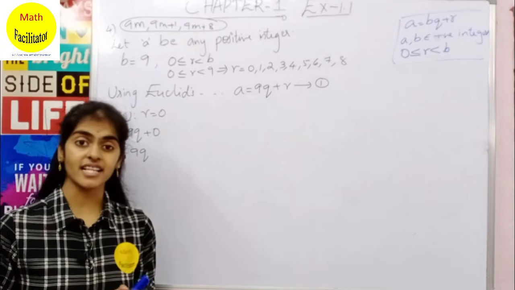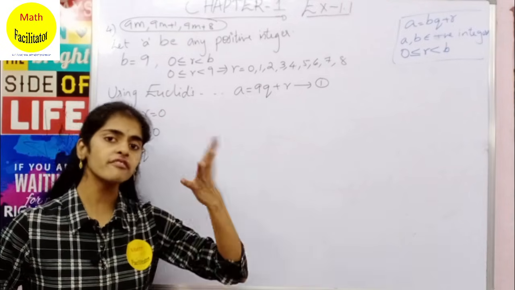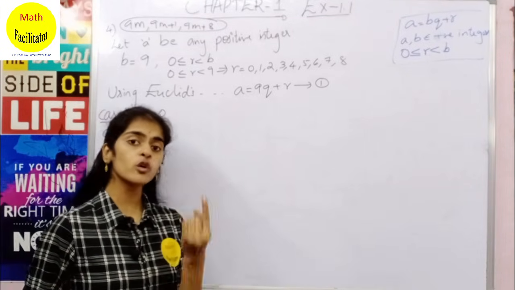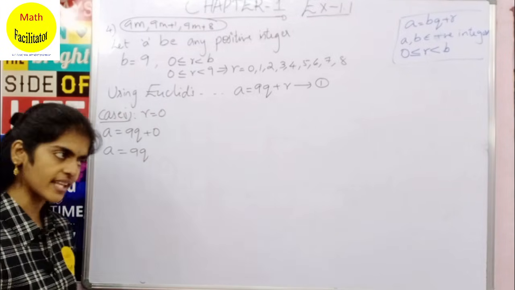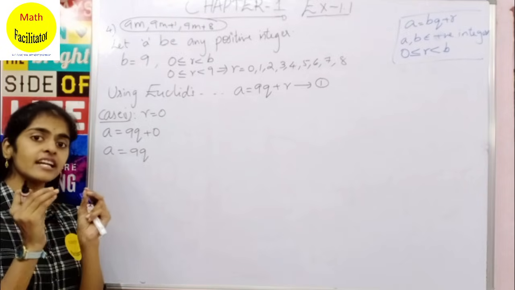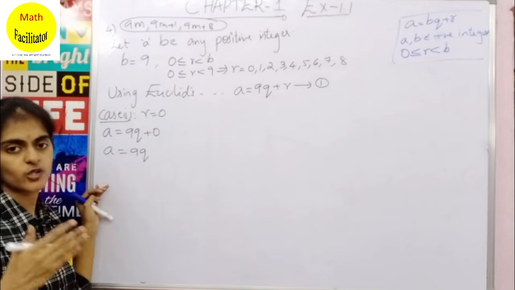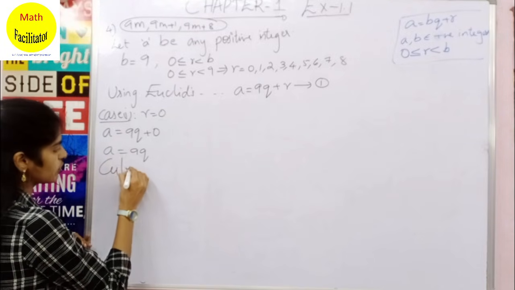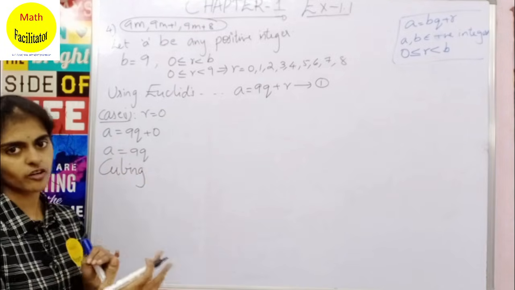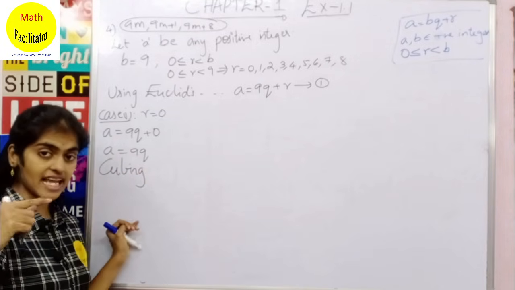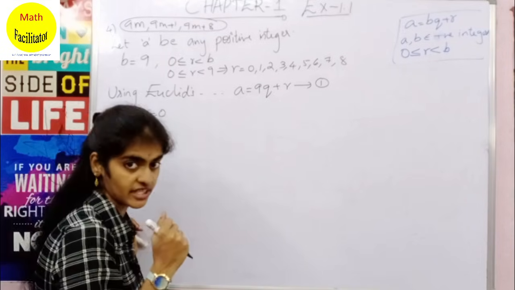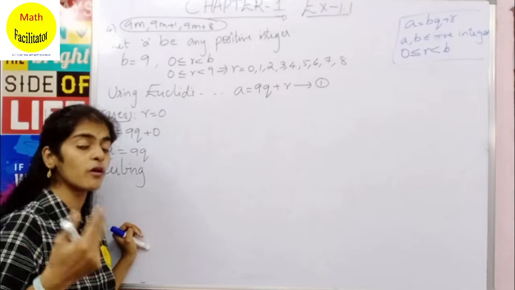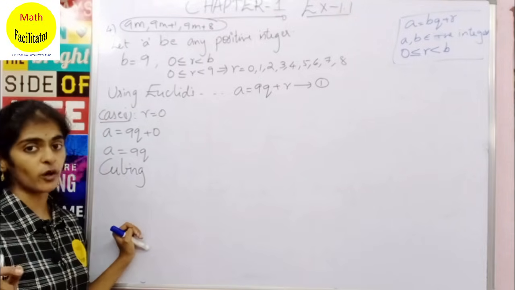In the question they asked us to find the cube of a positive integer. So that means you should immediately cube this. Since they asked us to find the cube of a positive integer, you will cube this on both sides. In the previous question they asked us to find the square of a positive integer, so you squared it on both the sides. But here they are asking us to find the cube, so you will cube it on both the sides.